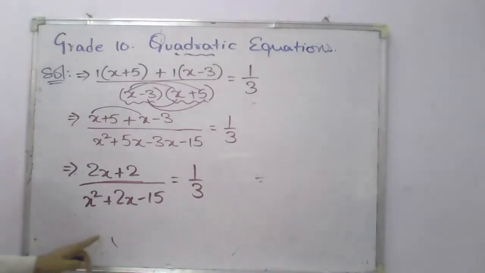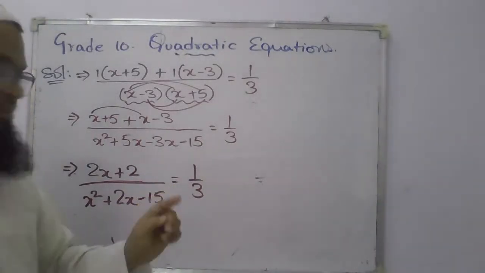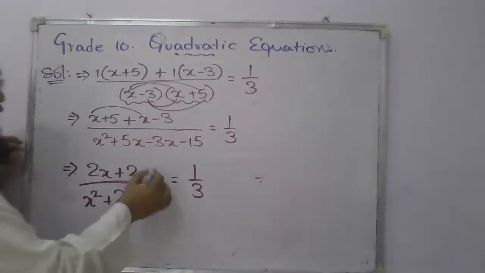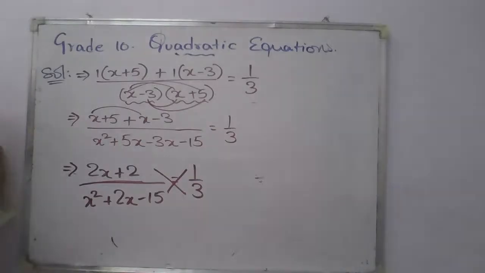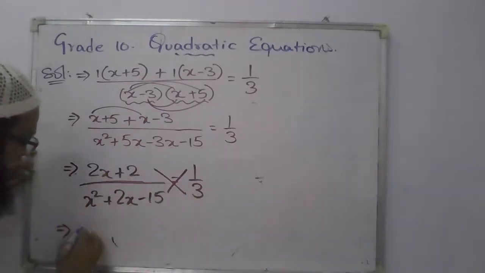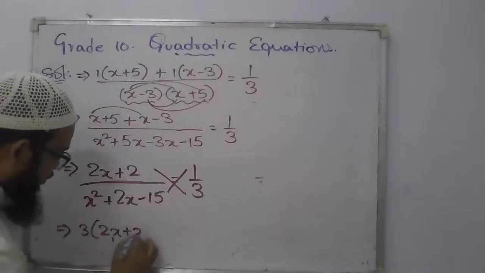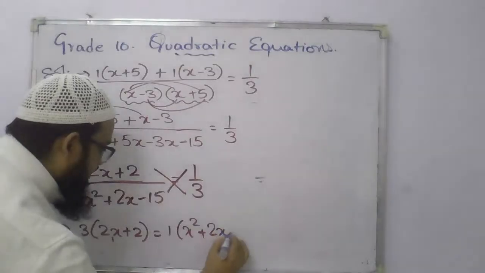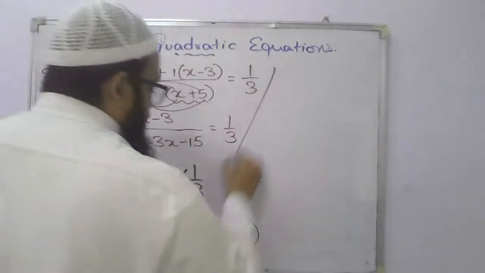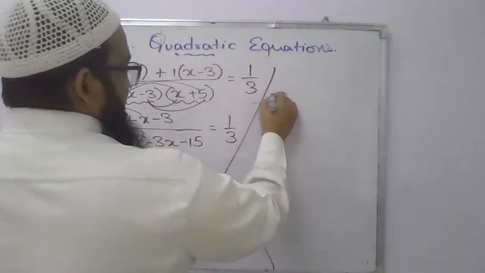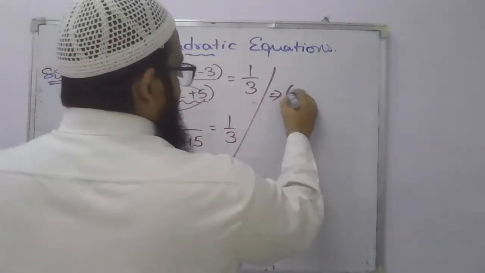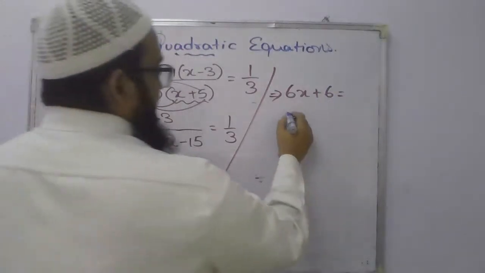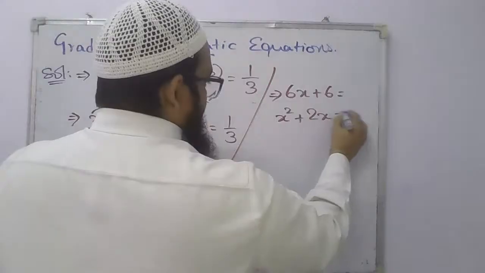See, on the left hand side also you have p by q form, that means one term, and on the right hand side also you have one term. When you have one term on both sides, you can cross multiply. So let us multiply. That implies 3 times (2x plus 2) equals 1 times (x square plus 2x minus 15). So let us go. What happens, my dear? 3 into 2, 6x plus 3 into 2, 6 equals x square plus 2x minus 15.